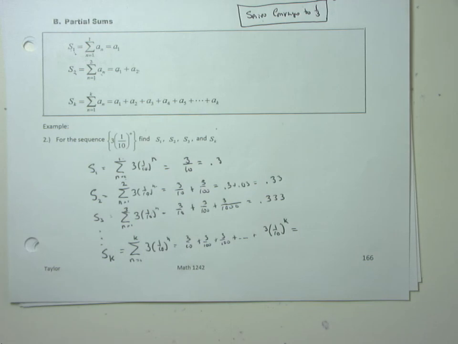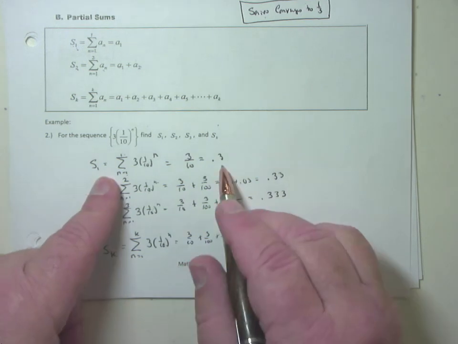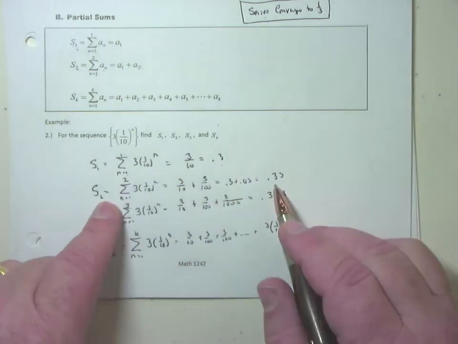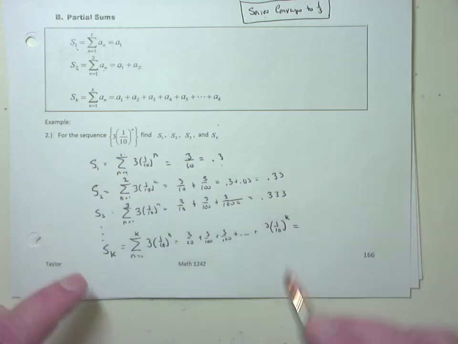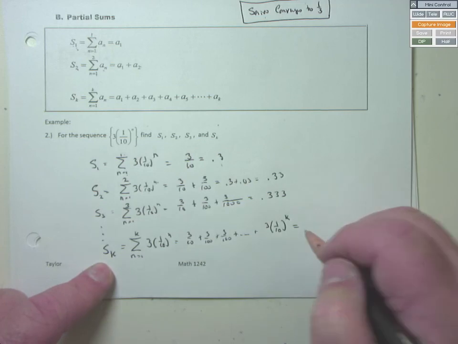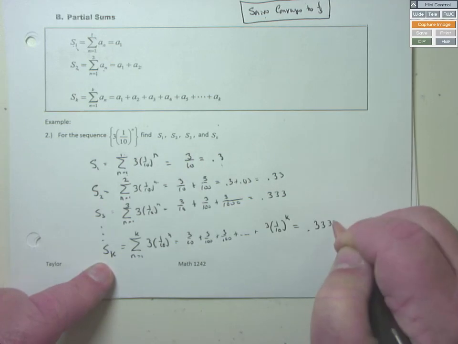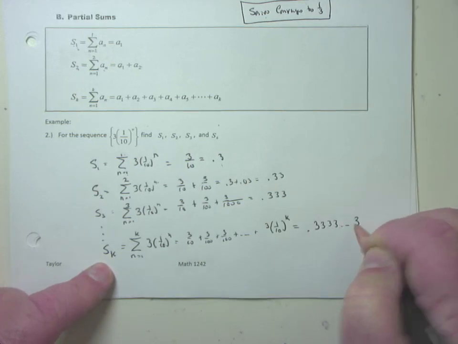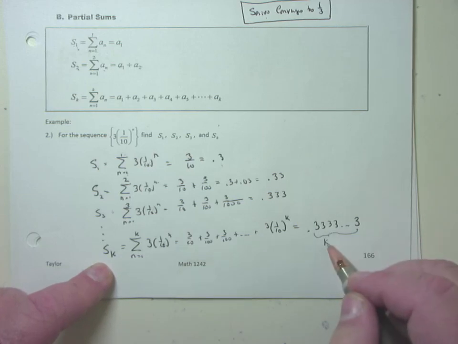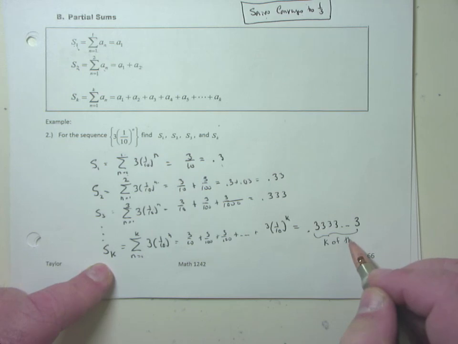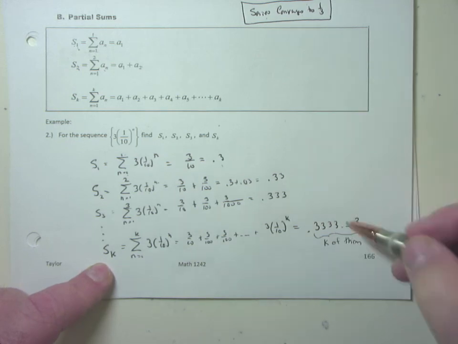And you stop at k, plugging in k into this guy. But what would you get if you did this? Catch a pattern. S1, I got 0.3. S2, I got 0.33. S3, I got 0.333. What do you think SK is going to be? Catch a pattern. 0.3333, dot, dot, dot. It does stop, but how many 3's do you have? K of them. You begin to catch patterns on this stuff.